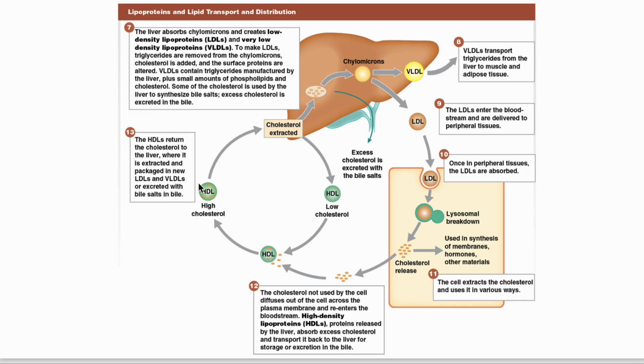And so if we look at this image here, and there is a bigger version of this image with all of the steps in your book, but I'm just focusing on what happens in the liver here. So when these chylomicrons arrive in the liver, it is going to convert them into VLDLs, which stands for very low density lipoproteins, and then also low density lipoproteins.